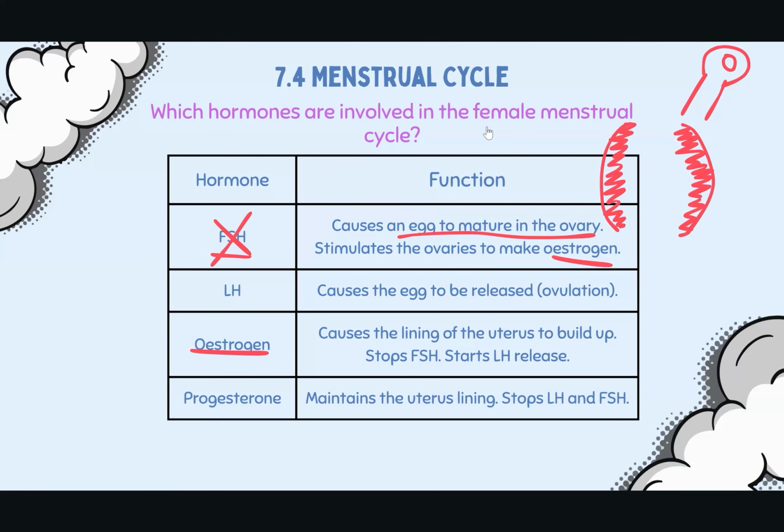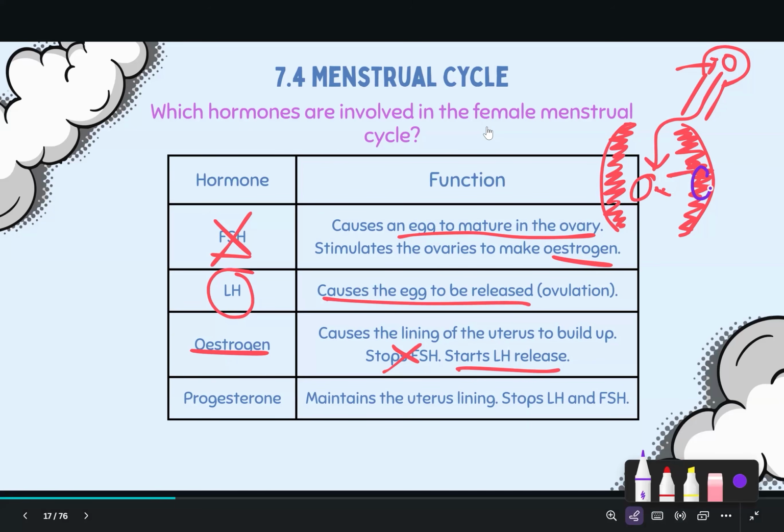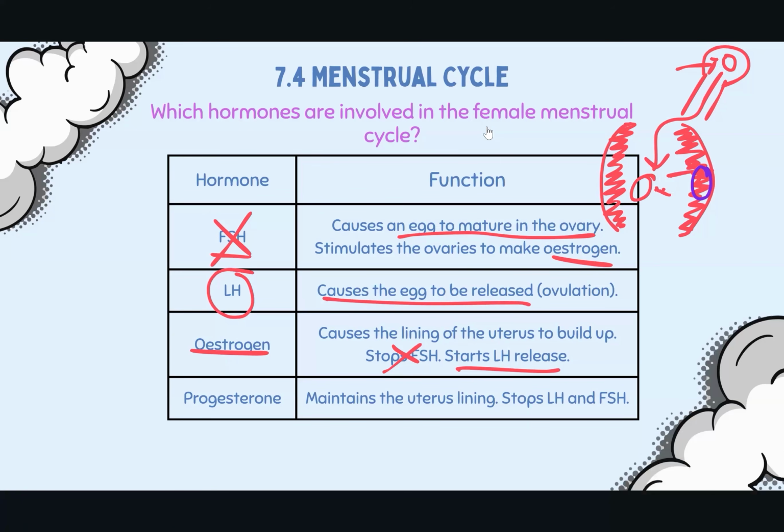It stops FSH because we only want one egg in there. We don't want multiple eggs, but it starts LH release. So the luteinizing hormone, or LH, it causes the egg to be released, ovulation. So now the egg's been released and it's entered the uterus. At this point, if the egg cell is fertilized by a sperm cell, it will then implant itself into the uterus lining. It's not going to be quite that big, but I've drawn it so you can see what I'm talking about. Now, LH causes the release of progesterone.